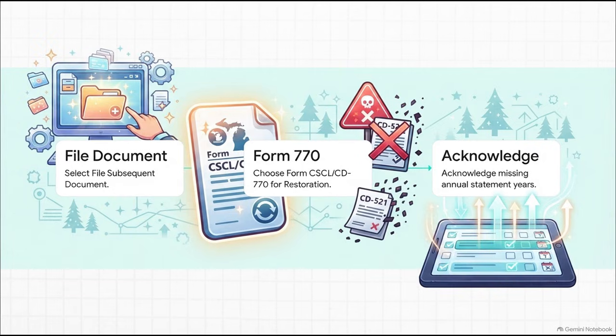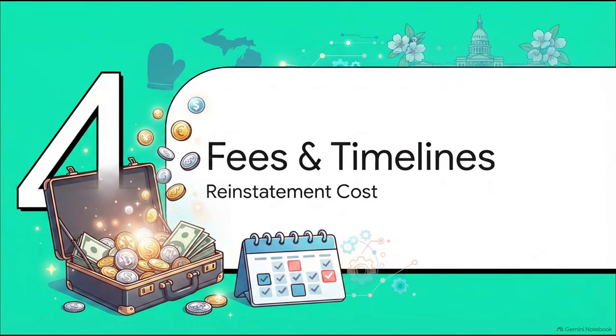Once you've got the right form, the system will show you a handy little grid of your missing statement years. Just click on each row to acknowledge them, and the system dynamically generates those retroactive reports for you. Pretty neat, right? Let's jump into Section 4, Fees, Submission, and Timelines.